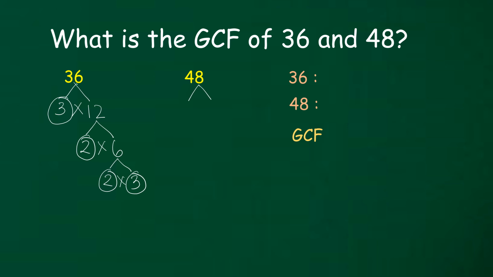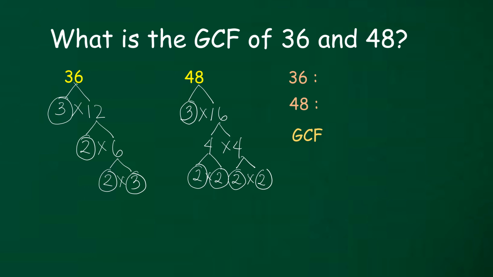Now let's go to 48. 48 is also divisible by 3. So that is 3 times 16. 3 is prime, 16 is not. So let's factor 16, which is 4 times 4. 4 is not prime, so we can still factor 4 to 2 times 2. And this another 4, 2 times 2. Now, all these numbers are prime.